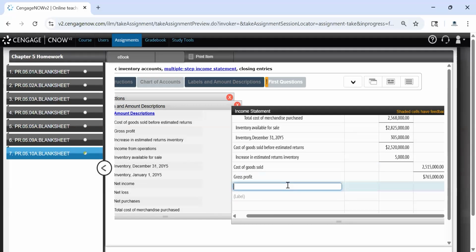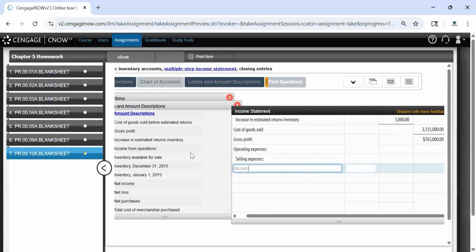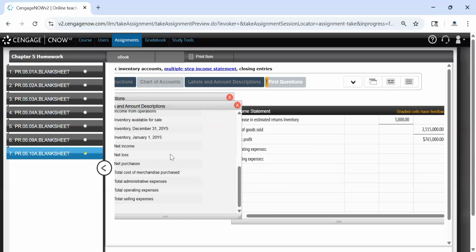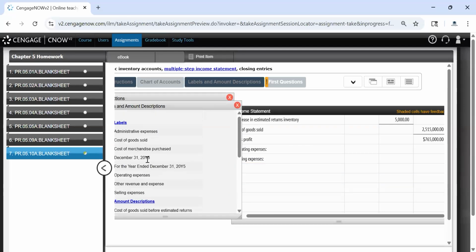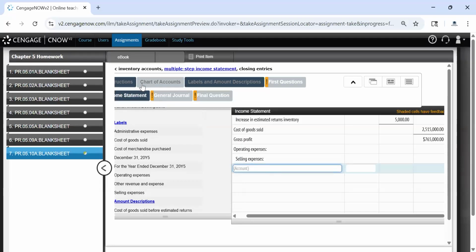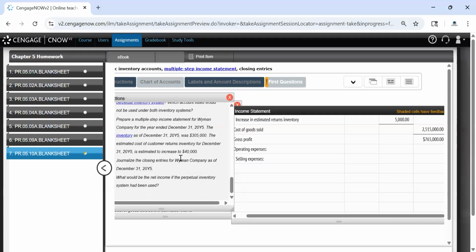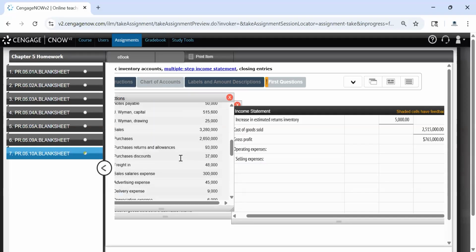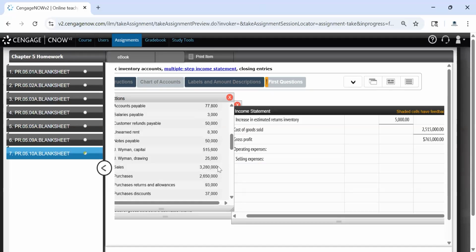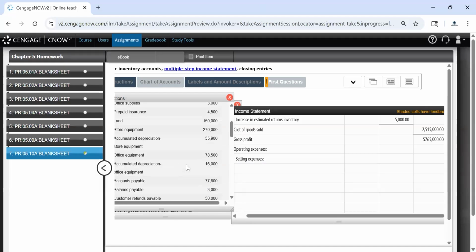Next comes our operating expenses, starting with our selling expenses. And we can get that right off of our labels here, operating expenses, starting with selling expenses. And we're going to list our expenses in order. And selling expenses come first because that's the largest amount of our expenses.